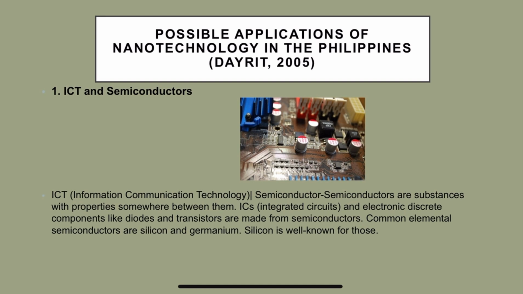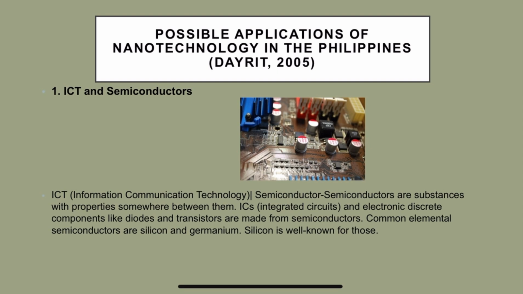So, one is ICT and semiconductors. So, ICT, information communication technology, or semiconductors. Semiconductors are substances with properties somewhere between them. ICs, integrated circuits, and electronic discrete components like diodes, transistor are made from semiconductors. So, common elemental semiconductor. So, bakit posibleng magkaroon ng nanotechnology here in the Philippines?